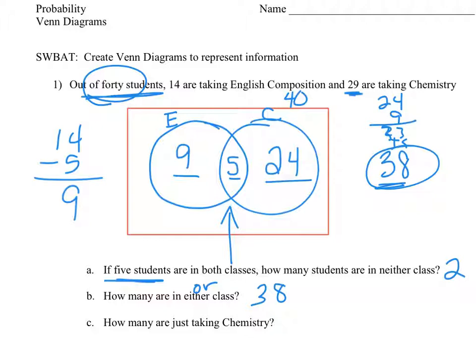How many are just taking chemistry? That's the key word that you're looking for, just or only taking chemistry. That number right there is 24. The people here are taking both English and chemistry. We want the ones just taking chemistry. So it's just a nice organization kind of thing. Oh, and this 2 would go out here, meaning they're not in either class, so that when you add up all of these numbers together, you should get 40.